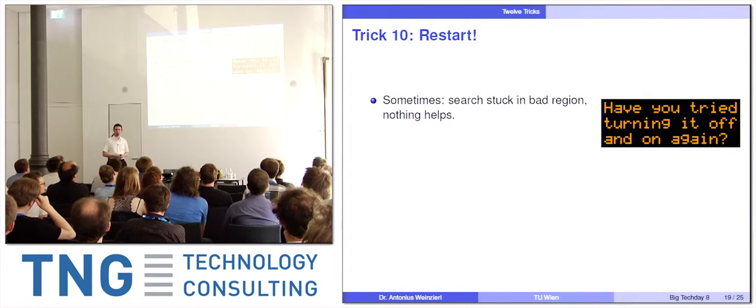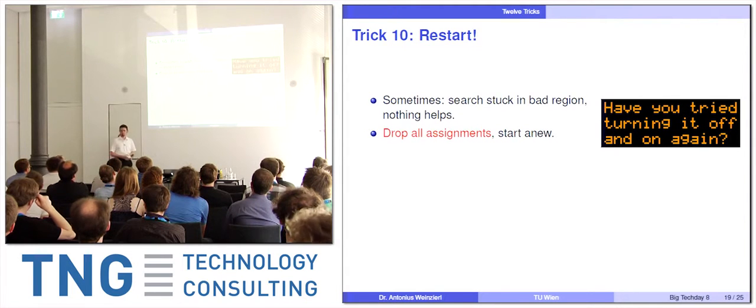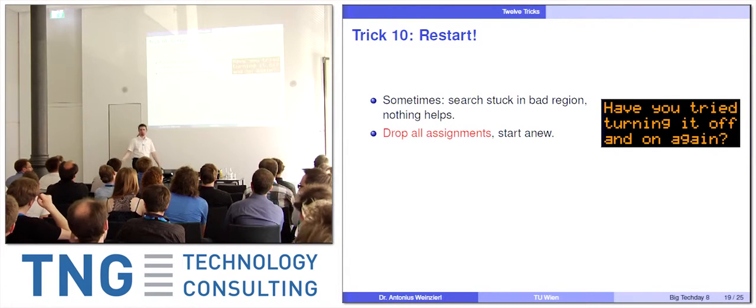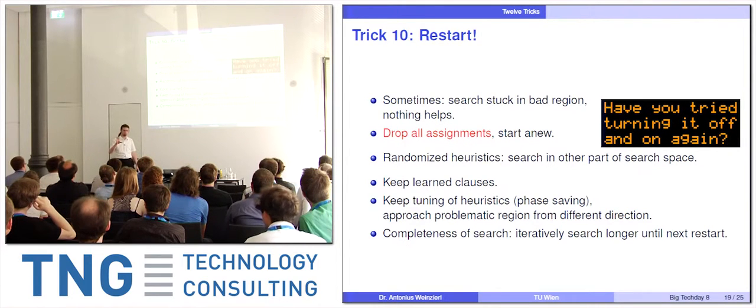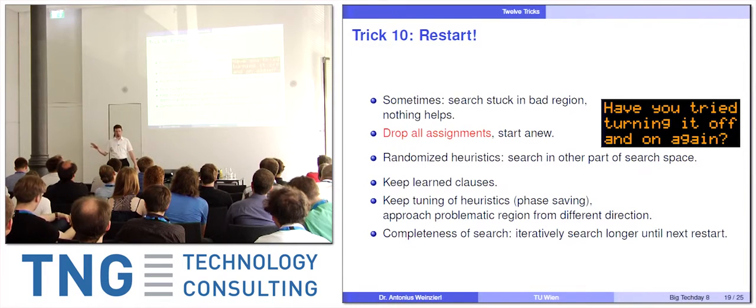Have you tried turning it off and on again? Surprisingly, for SAT solving, this also helps. So what we do is we simply drop all the assignments and start completely anew. But what we keep, first, are the learned clauses. So all the mistakes we made last time, we will not make again.